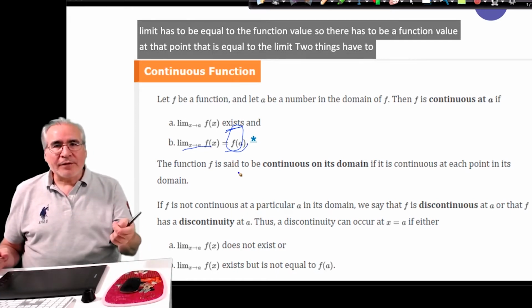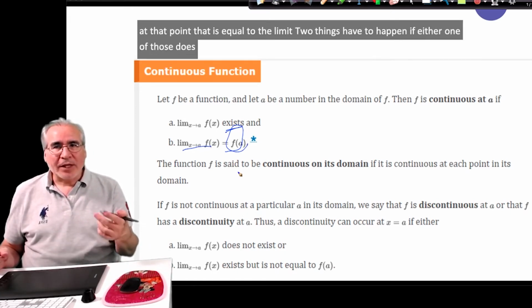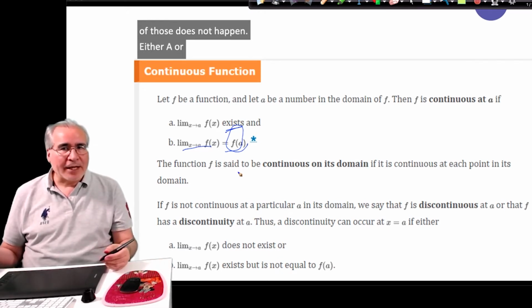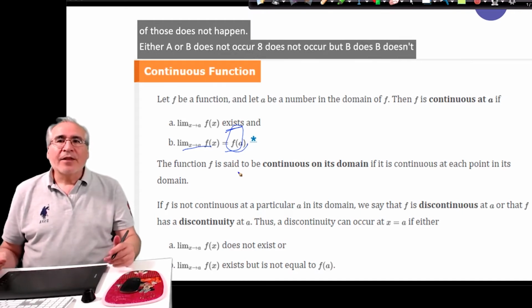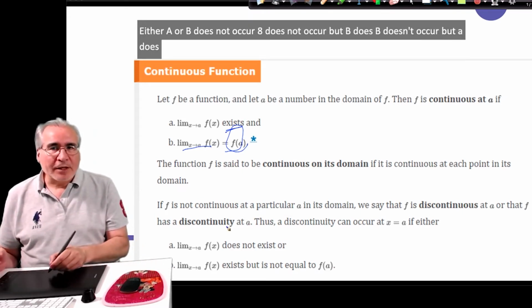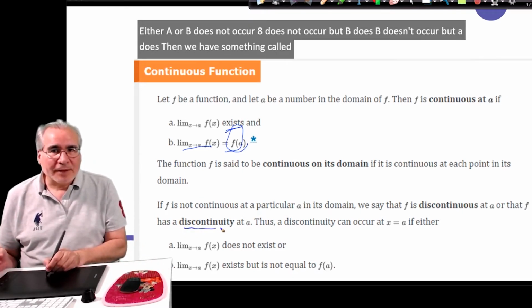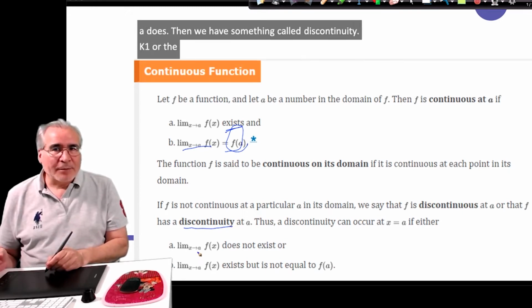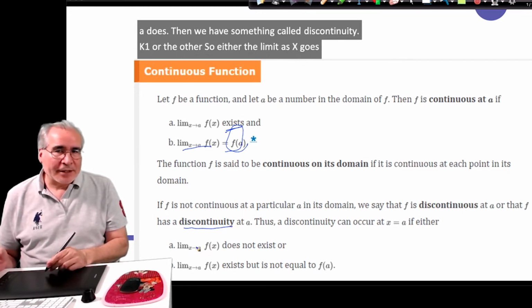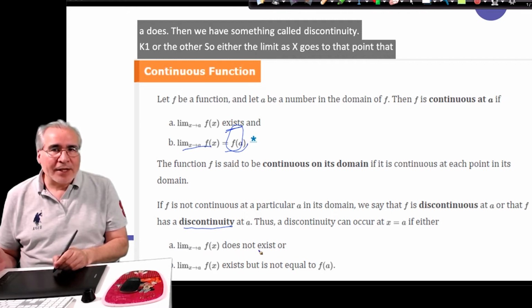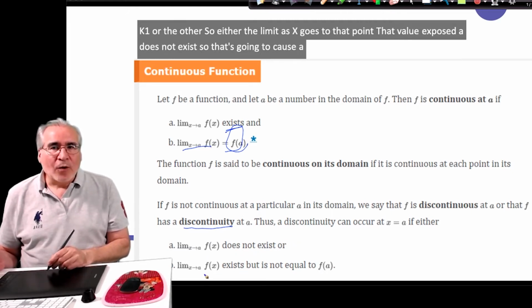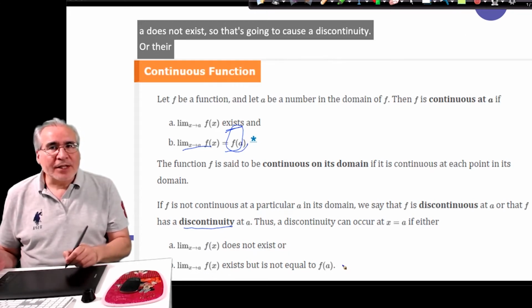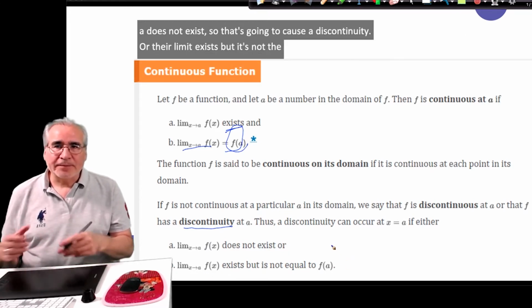If either one of those does not happen, either A or B does not occur, A does not occur but B does, B doesn't occur but A does, then we have something called discontinuity. Okay, one or the other. So either the limit as x goes to that point, x goes to a, does not exist, so that's going to cause a discontinuity, or the limit exists, but it's not the same as the function value.